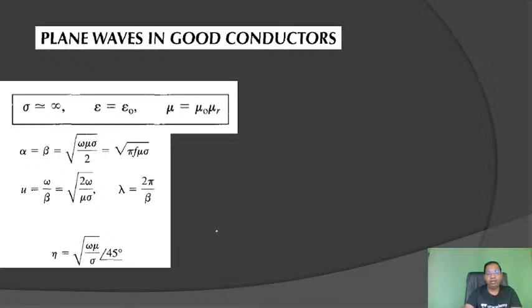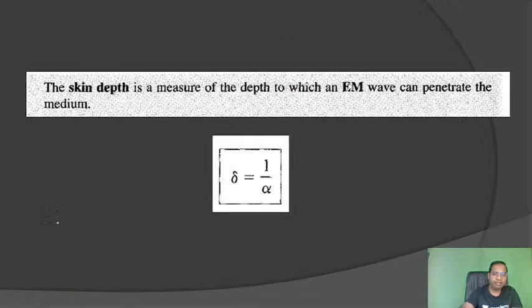So it is also a very important point, guys. Fine. And coming to good conductors, by substituting sigma as infinity, of course we don't substitute, we take sigma as much greater than omega epsilon. Then we will get alpha equal to beta, both the same. Phase velocity and intrinsic impedance we will get like this.